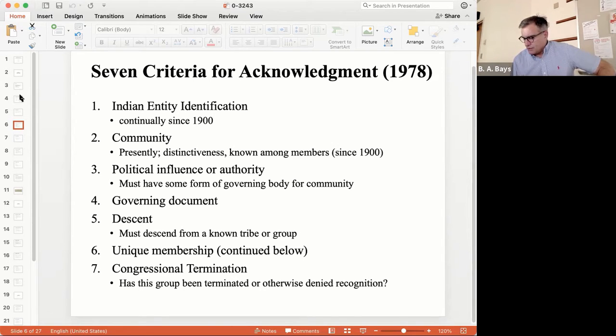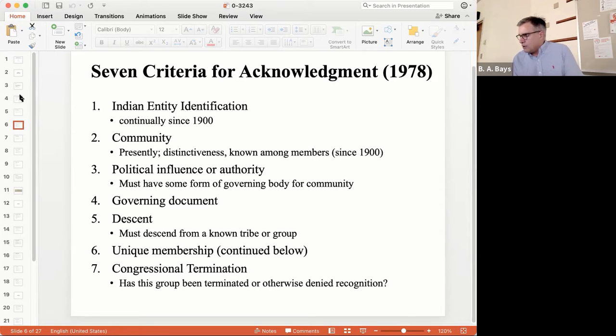So that's the first thing. It has to have been around. That term has to have been used since, and this is the magic date, 1900. Why 1900? I'm not really sure, but it's kind of arbitrary. The second criterion is the existence of a community. The group or the entity has to have been a community since 1900, all the way through to the present, more or less consistent in terms of existence.